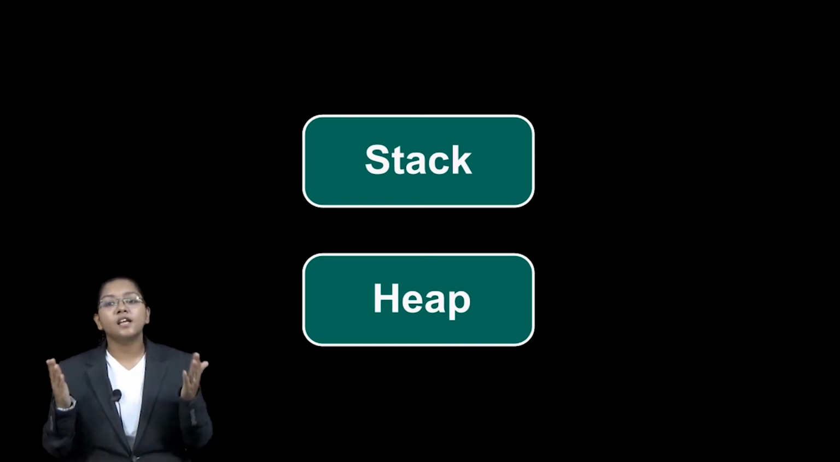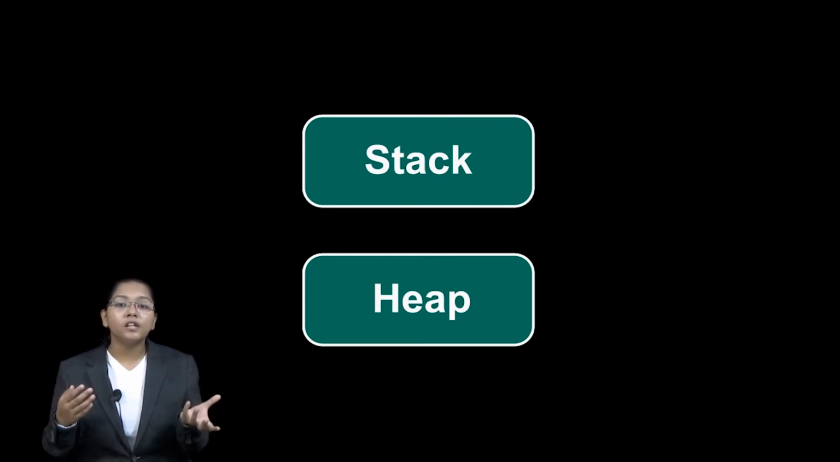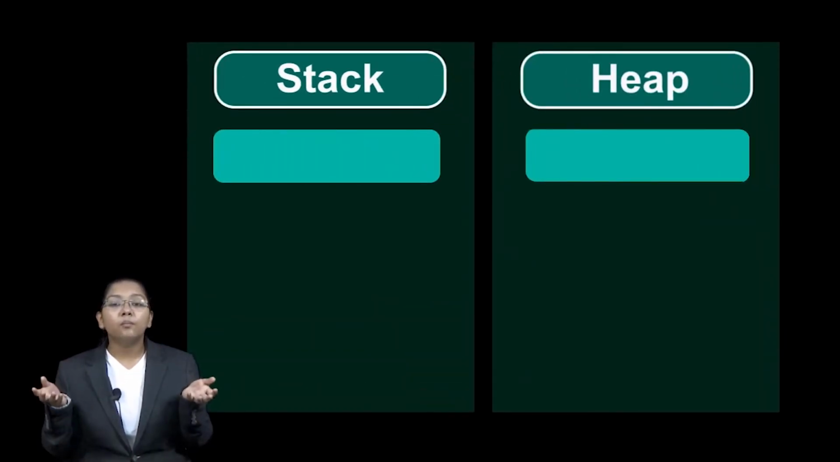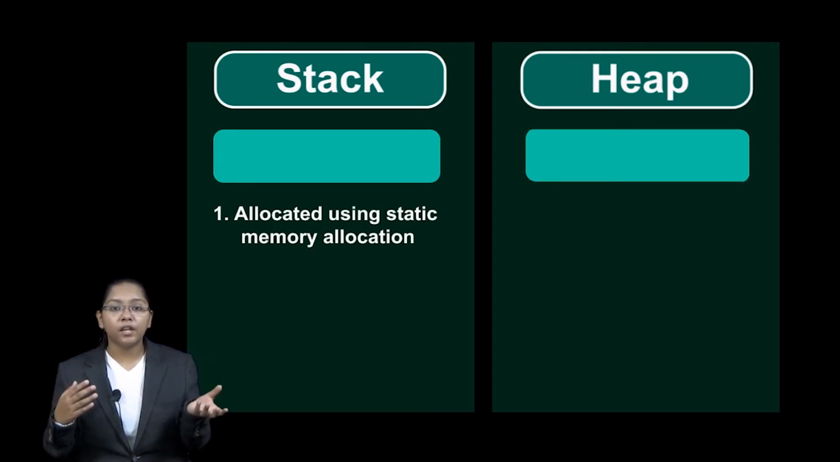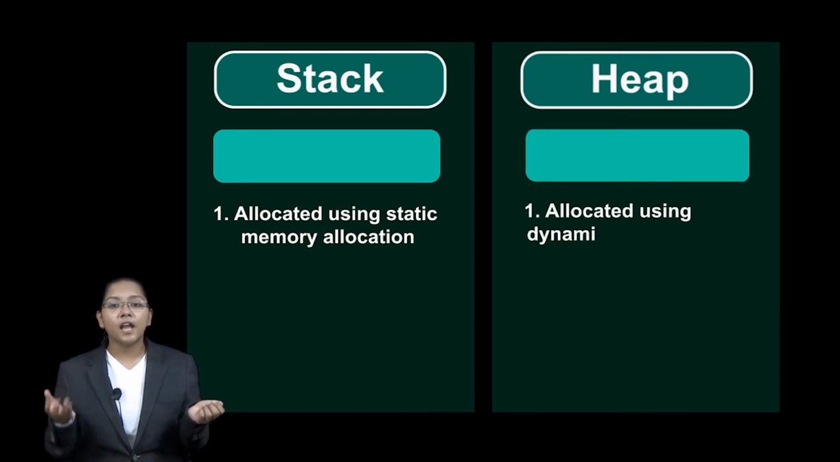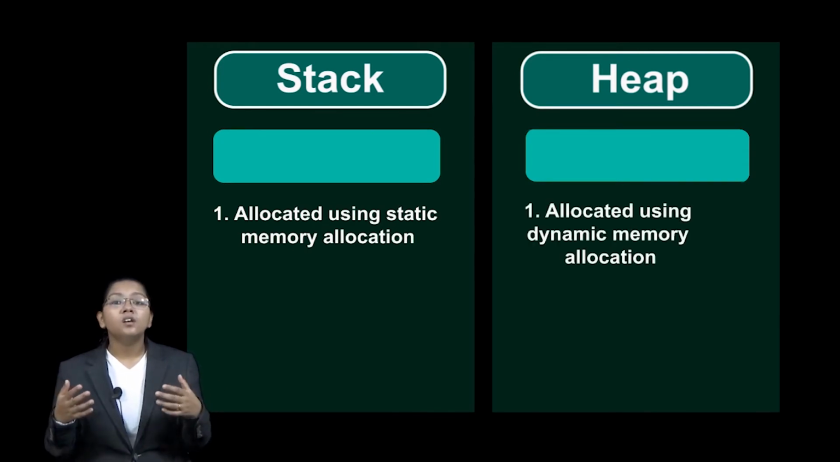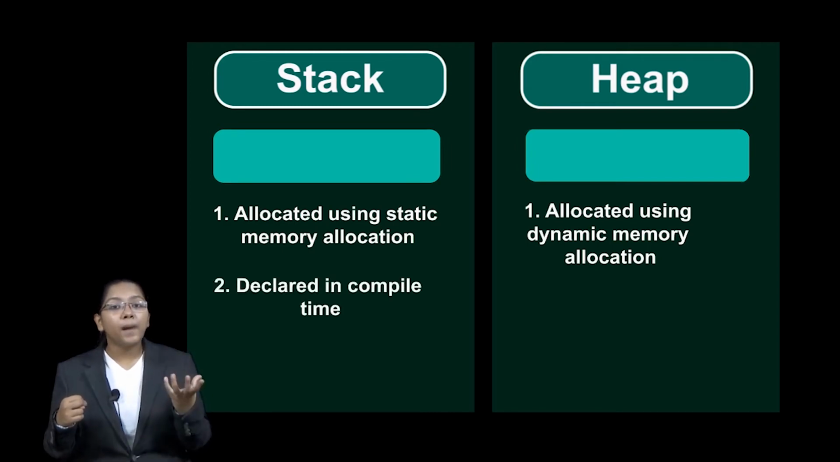Now, let's consider what is stack and what is heap. The basic difference is that stack is allocated using static memory allocation, whereas heap is allocated using dynamic memory allocation. Second, the values stored in stack are declared at compile time only. That means the size of the stack cannot be changed at runtime. Whereas in heap, the size can be changed at runtime.